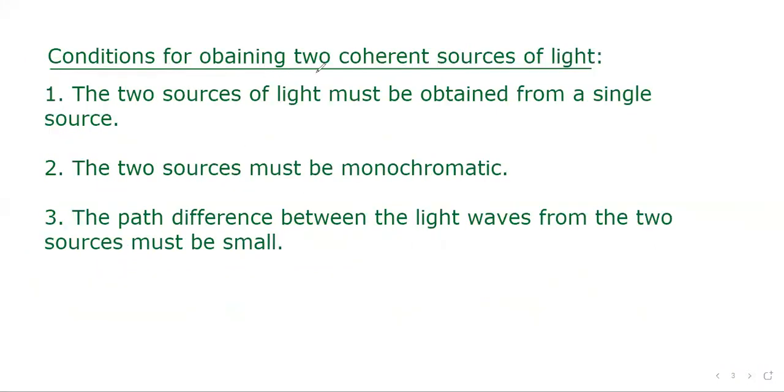Conditions for obtaining two coherent sources of light. The first one, the two sources of light must be obtained from a single source. Second point, the two sources must be monochromatic, that is of the same color, and the path difference between the light waves from the two sources must be small.